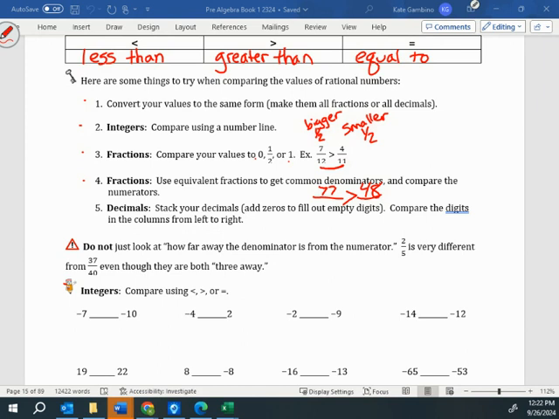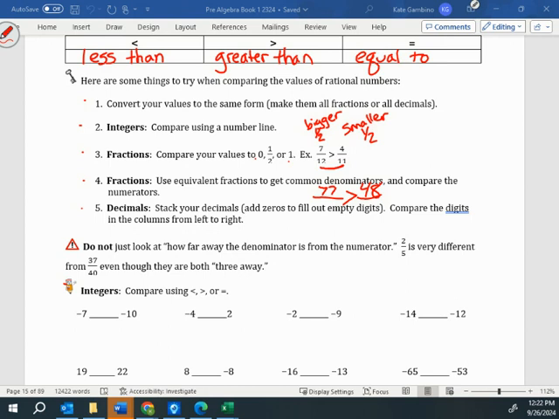Sometimes we can't do that with 0, half, and 1. It doesn't work out, so we just have to do that common denominator. If we are working on decimals, we're going to stack our decimals and add zeros to any empty digits. Compare the digits in the columns from left to right. You line up your decimals, and then you can look from left to right.